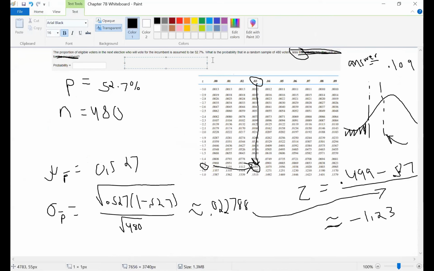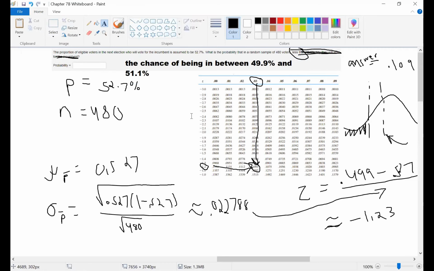is I want you to find the chance of being in between 49.9% and 51.1%. Notice for 49.9, same probability as before. So all I'm asking you to do, find the probability for 51.1, then subtract the smaller from the bigger. I'll give you a minute to do it. Half of the work, actually most of the work, is already done for you. So I'll give you a minute to do this extra one.